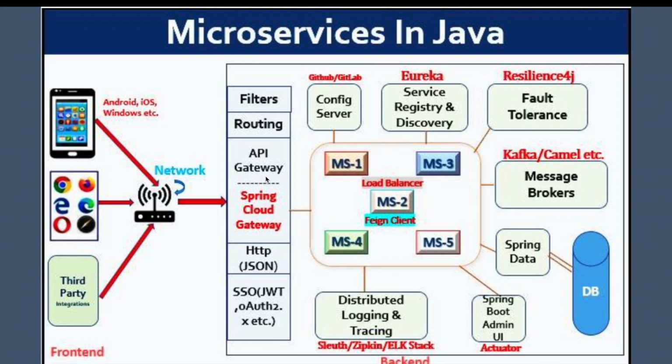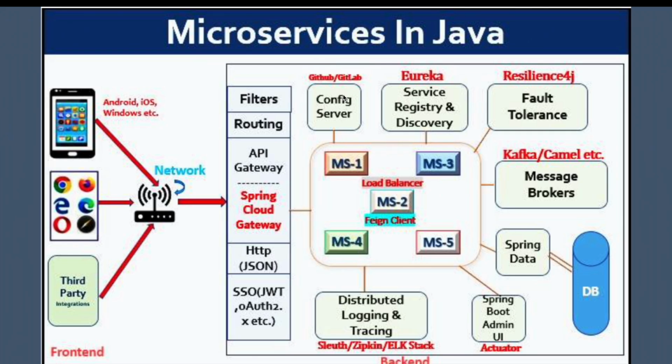You can also make the API gateway a login microservice. Then from this API gateway, your request will go to your microservices: microservices 1, 2, 3, 4, and 5. We can achieve load balancing with the help of Feign client, and with the help of the config server, we can keep all the configuration, like all the properties files, in GitLab.